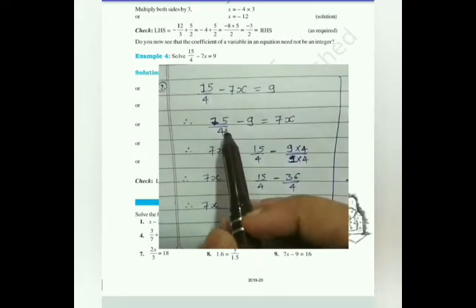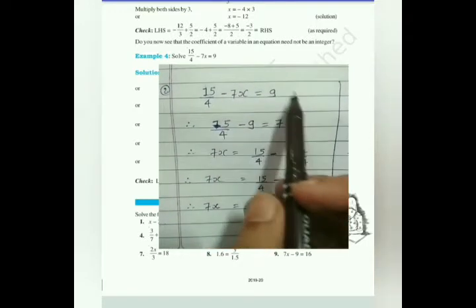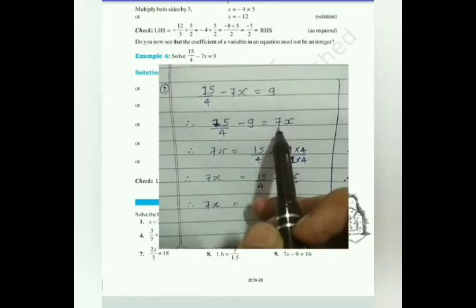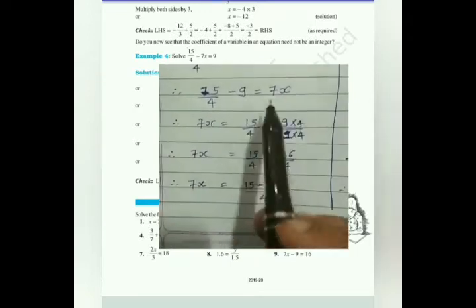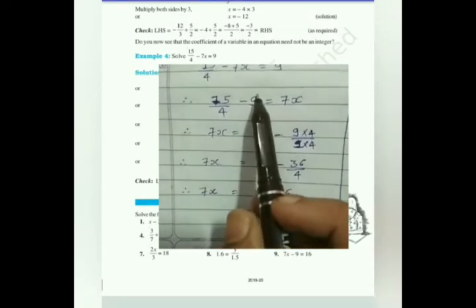So 15 by 4 minus 9 is equal to 7x. We transpose 7x to our right hand side, and that's why 7x becomes positive. So 7x is equal to 15 by 4 minus 9.